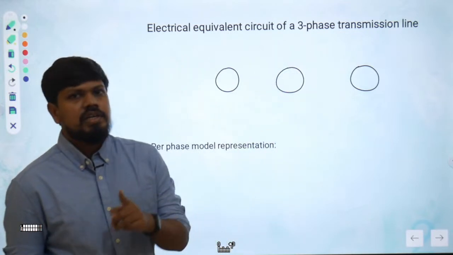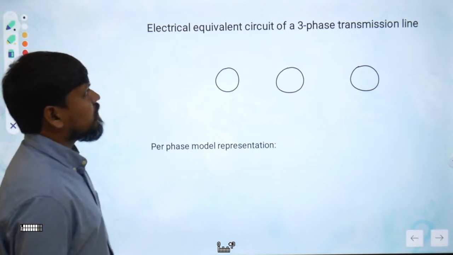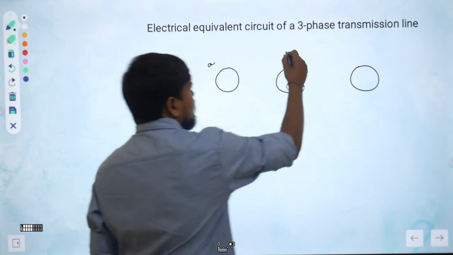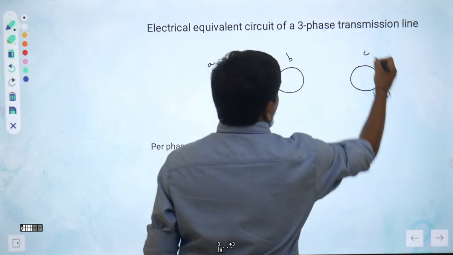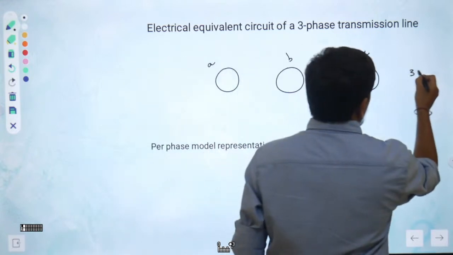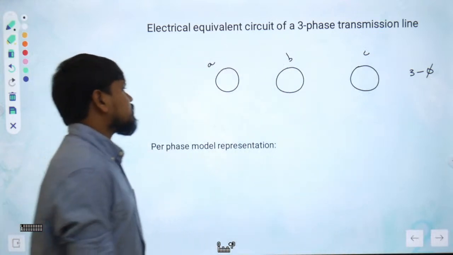Understanding, right? So the electrical equivalent of a three phase transmission line. This is A phase, this is B phase, this is C phase. That means it is a three phase system. If you get a doubt you can ask anytime, remember.